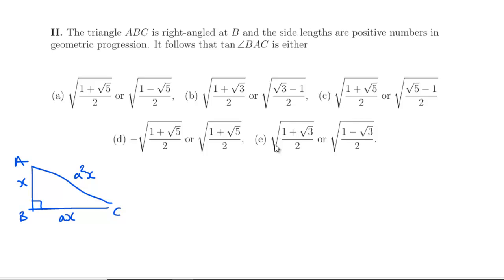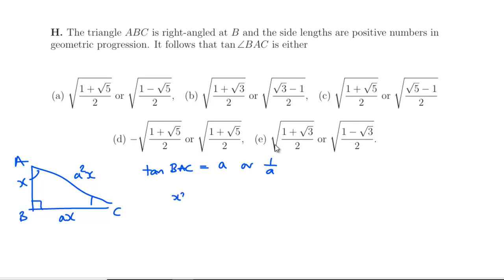It follows that tan BAC is either that or that. So here we've got that. In this case, trouble is we could have drawn it the other side, couldn't we? We could have done that one. So we've got tan BAC is equal to either a or 1 over a. That's what we're getting for that, isn't it?